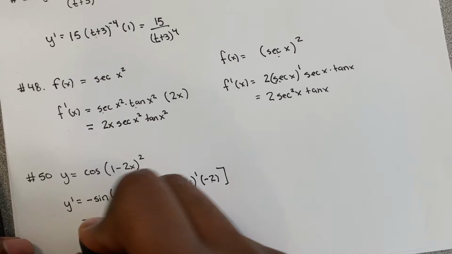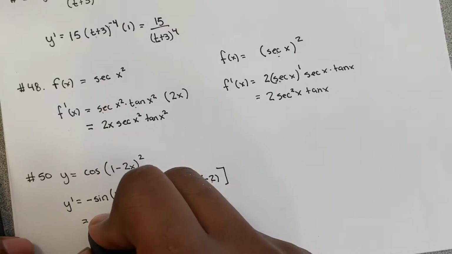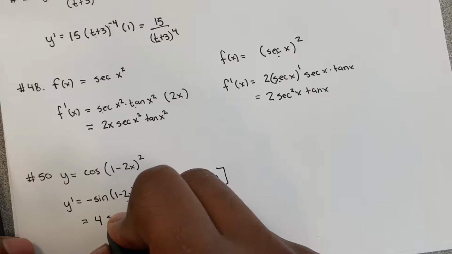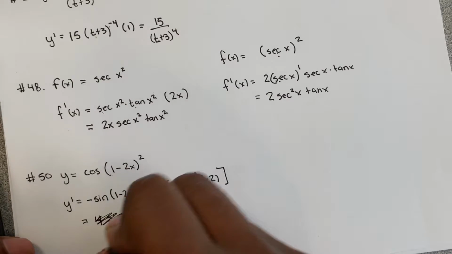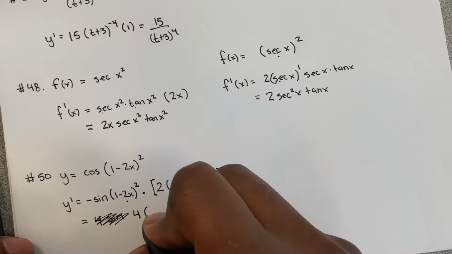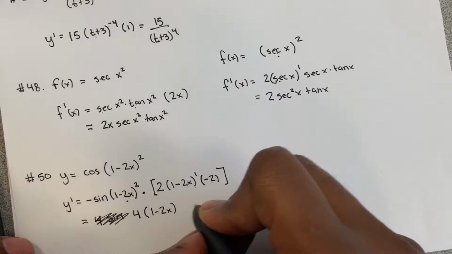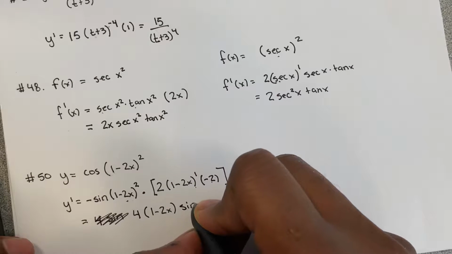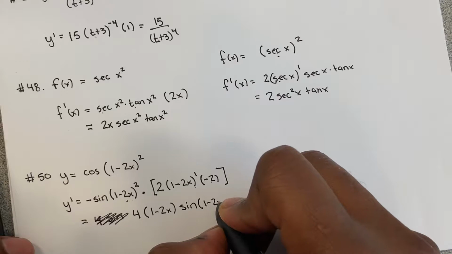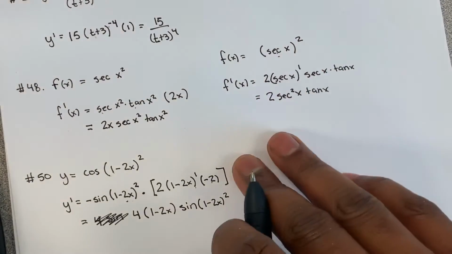So when we fully simplify this, we get 2 times -2 is -4, times negative sine is +4. So, you know what? We'll put the algebraic part first. So this will be 4 times 1 minus 2x times the sine of 1 minus 2x quantity squared as a final answer. So that was example 4. That was our 4th example.